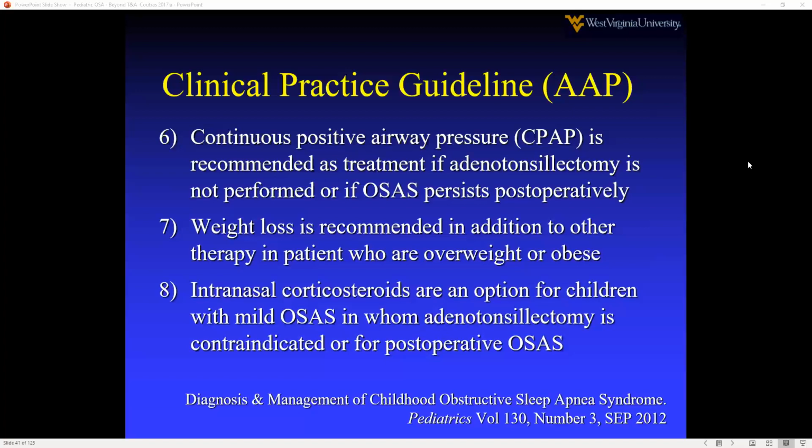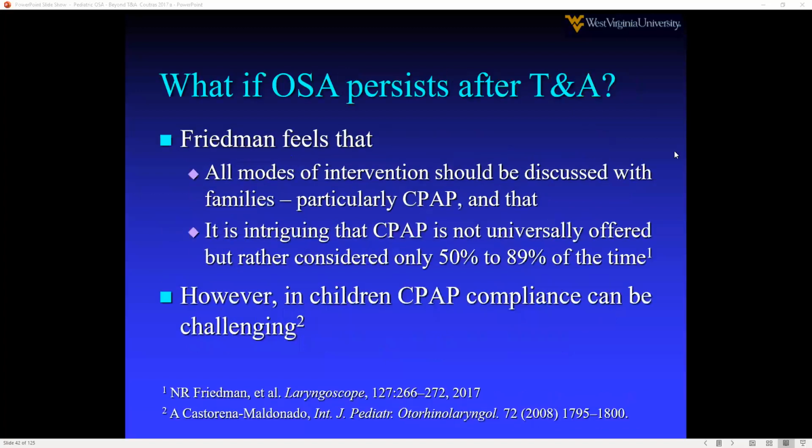The adenoids will start growing around age 3 in the average kid. And so between age 4 and 7 is when you really have an increase in adenoid and tonsil size. And so Friedman, there's two Friedmans in obstructive sleep apnea. This is Norman Friedman, and Michael Friedman's out of Chicago, and they're not related. So he feels that you should discuss all modes of intervention with the families instead of just kicking them into tonsillectomy or adenoidectomy.